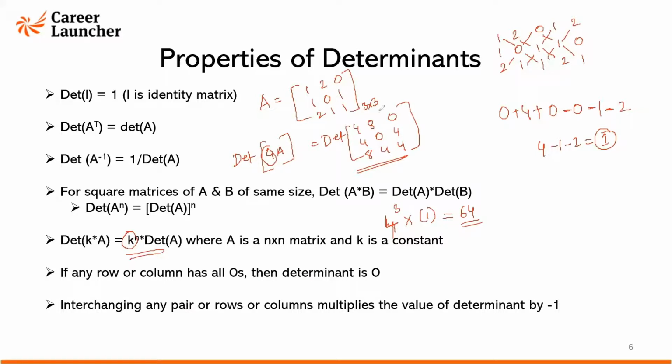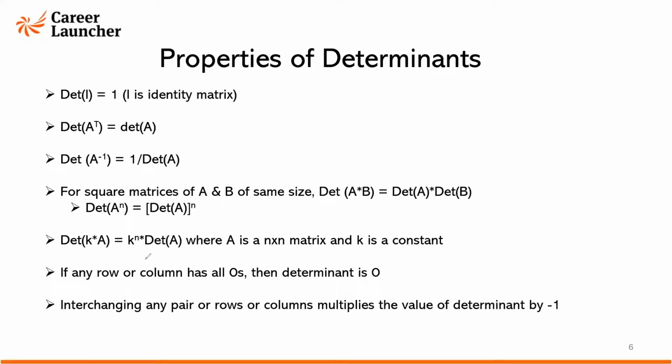So a simple thing you can do is take this constant out and write it in terms of k power n here, and then simply find the determinant of A. That's how it is going to make your life easier. The last two properties are very straightforward.